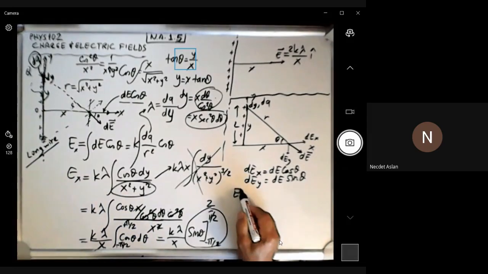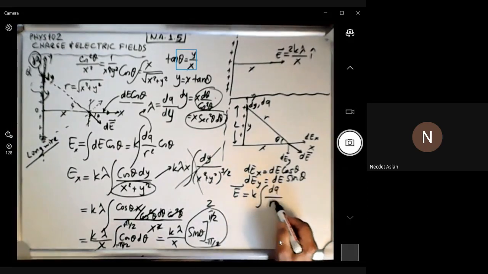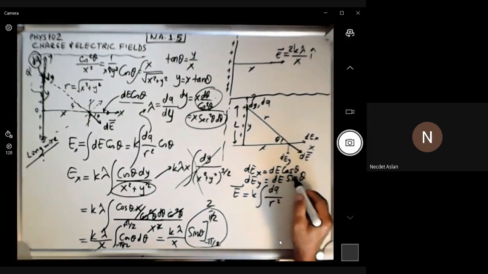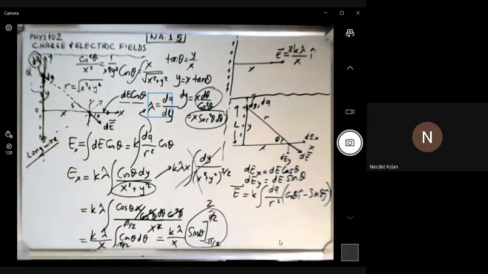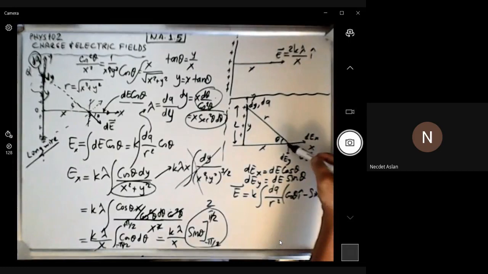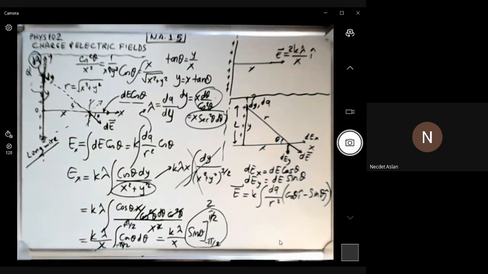we have now the electric field, which is given by k integral dq over r squared, times the x component, which is cosine theta i minus sine theta j, as you see. Now this is two-dimensional integration. Earlier we had only this part, but now we also have this part with a minus sign. Why? Because the y component of this small electric field is downward in the minus y direction. So what we have to do is just this.